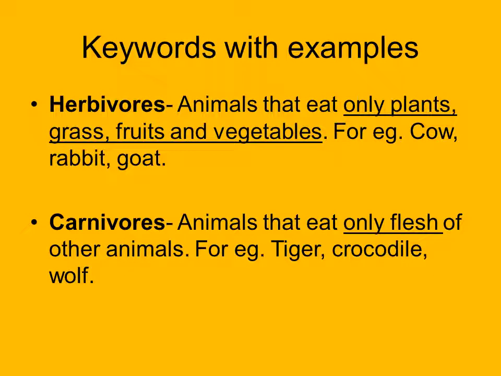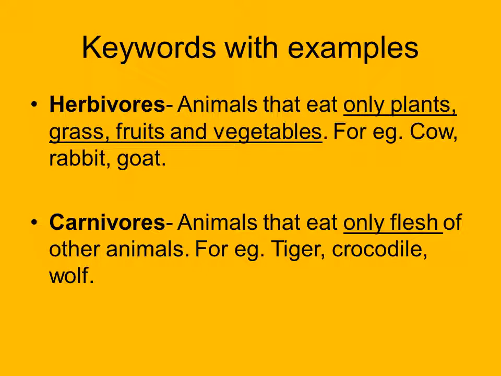Okay, we'll start with herbivores. The first keyword, herbivore: animals that eat only plants, grass, fruits, and vegetables. The important point is that all these come under the category of plants only. The examples are cow, rabbit, goat. We have mentioned three examples. All of them are herbivores. They eat only plants, grass, fruits and vegetables.